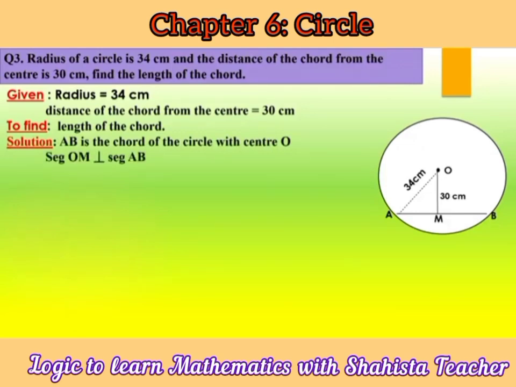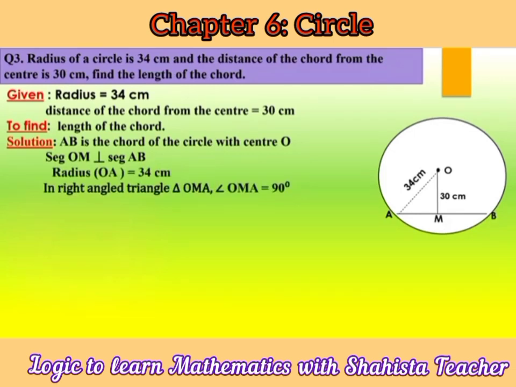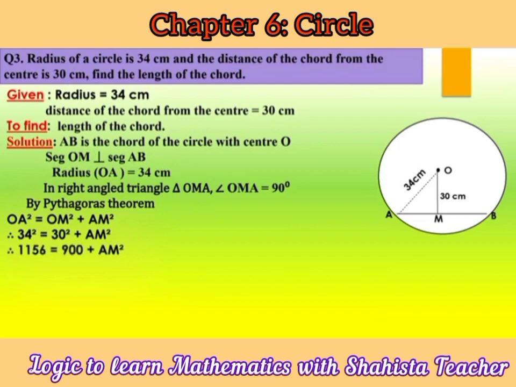To find length of the chord, solution: AB is the chord of the circle with center O, segment OM perpendicular to segment AB. Now here radius OA is equal to 34 centimeter, as you can see here. Now we are going to apply here the right angle triangle rule. So in right angle triangle OMA, angle OMA is equal to 90 degree. Now by Pythagoras theorem, OA square is equal to OM square plus AM square. We don't know the value of AM square. So 34 square is equal to 30 square plus AM square. Now 34 square is 1156 and 30 into 30 is 900 plus AM square as it is.